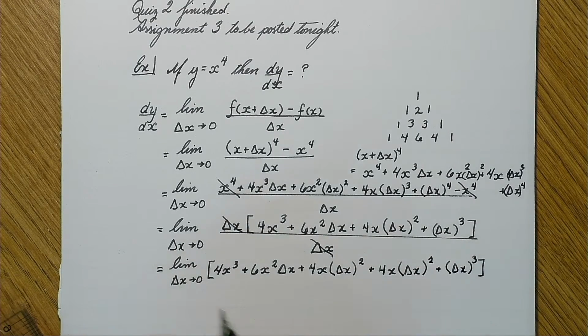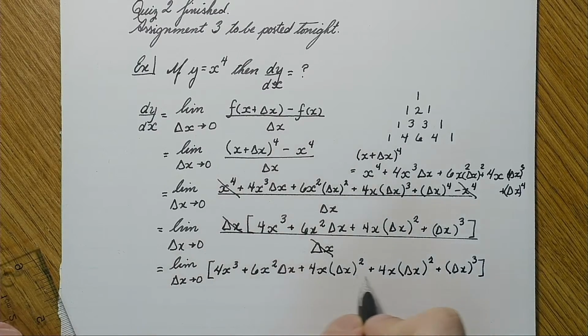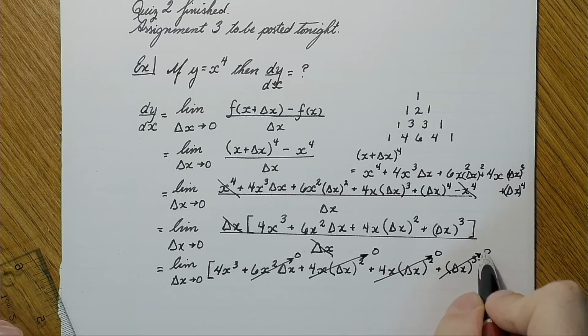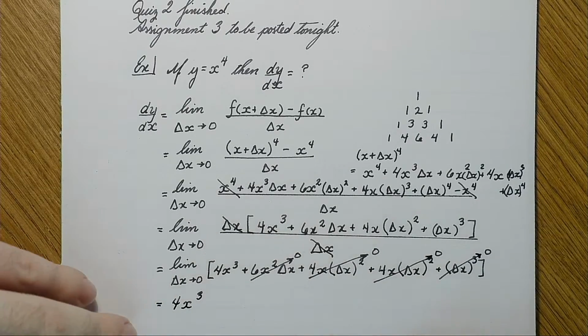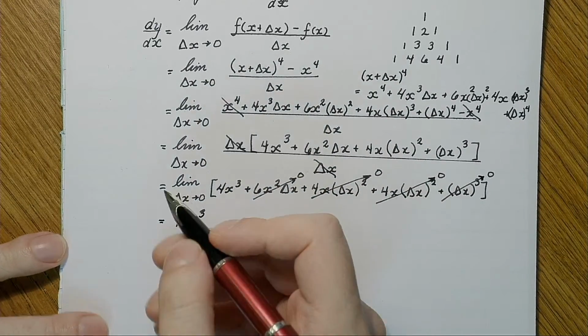Okay, so I can apply this limit now to each one of these by the sum rule. If I apply it here, this goes to 0, this goes to 0, this goes to 0, and this goes to 0. So I'm just left with 4x cubed. And that's our derivative.